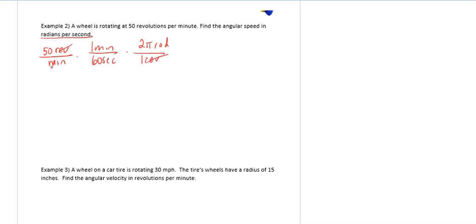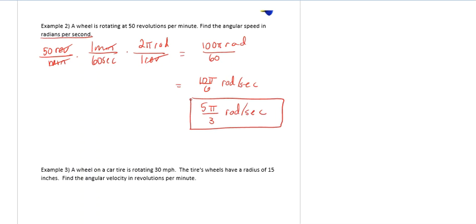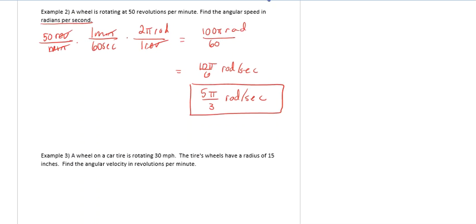My revolutions cancel, my minutes cancel. And I'm left with 100 pi radians on the top because I'm multiplying 50 times 1 times 2 pi. And 1 times 60 times 1 on the bottom is 60. So 100 pi over 60, which simplifies to 5 pi over 3 radians per second. You can use mathfrak as long as you do not type the pi in. So I would be typing in just 100 divided by 60 and then mathfrak. As soon as you put the pi in, it won't be able to mathfrak it.